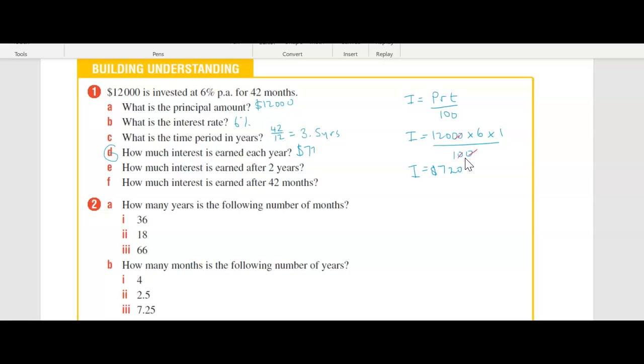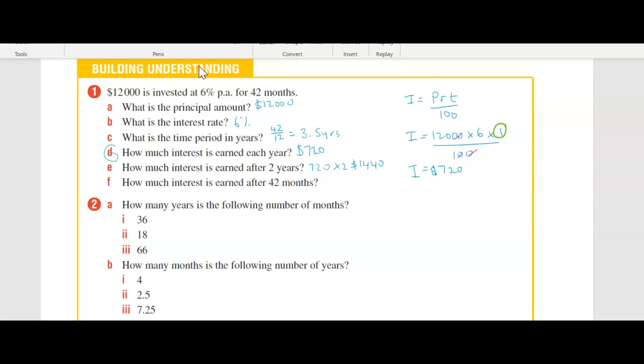Now in 2 years, this is what you can do. You can use the same formula and then just change this to a 2. But if we know we get 720 in 1 year, for 2 years we're just going to multiply that by 2. With simple interest, it's a bit different to compound interest. Compound interest, you earn interest on interest. This is just a flat rate of 720 each year. So what is that, 1440?